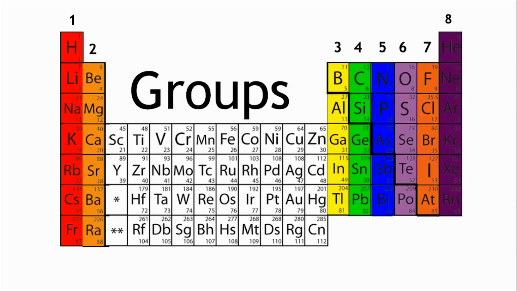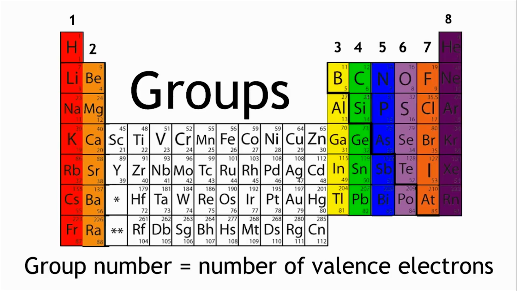The number of electrons in the outer shell governs elements' reactivity, which is why elements in the same group have similar properties. The group number can tell you how many electrons are in this shell.